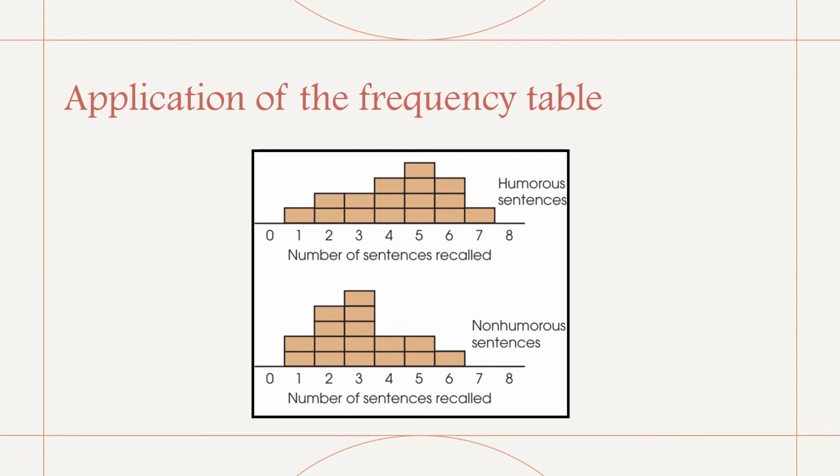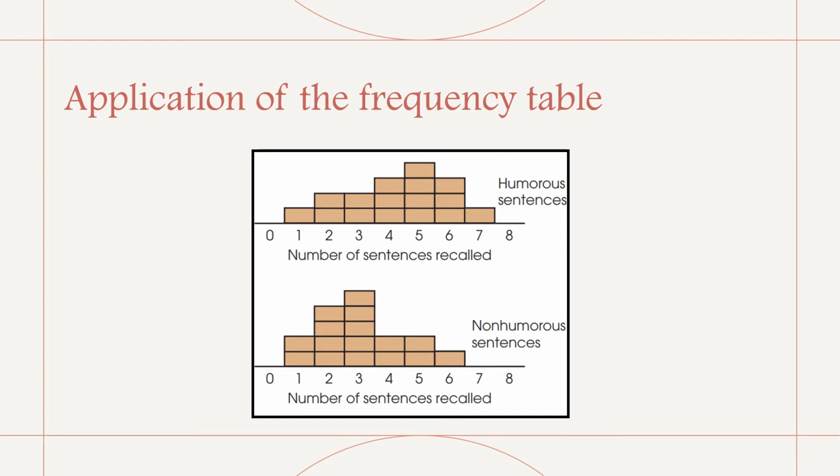For the second table, which is the non-humorous table, you again can draw a graph. Once we draw the frequency distribution graph, we're able to clearly see what the trend is. For the humorous sentences, clearly the number of sentences recalled was 5.